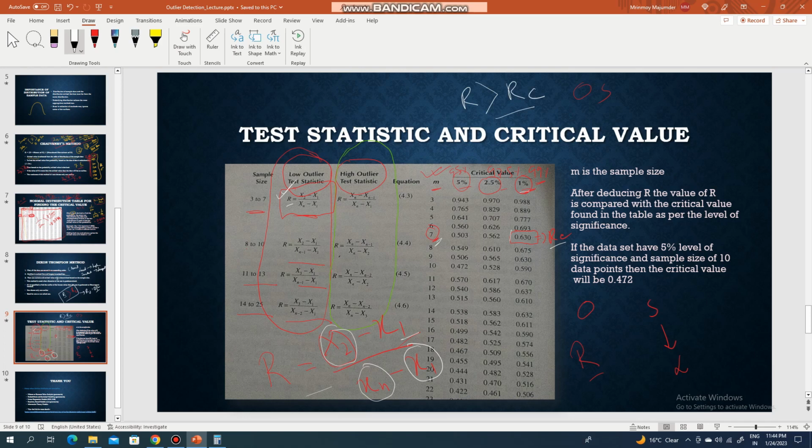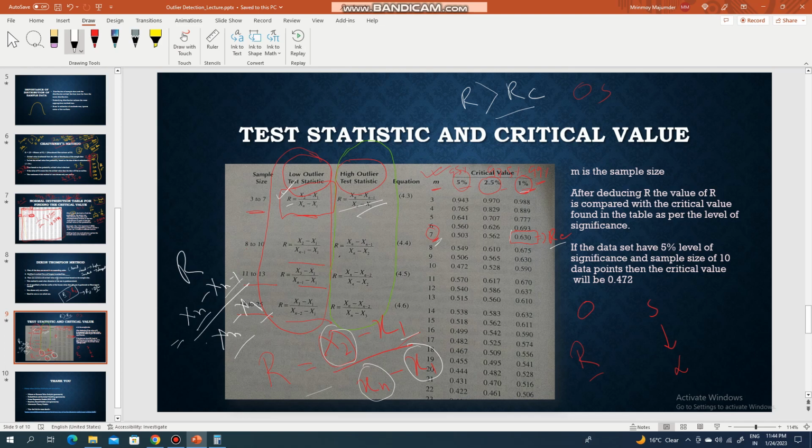Similarly, if you want to detect the largest outlier, then you have to use this value, which is R equal to (xn minus xn-1) divided by (xn minus x1). So what is that? xn is the largest value, xn-1 is the second largest value, and x1 is the smallest value.